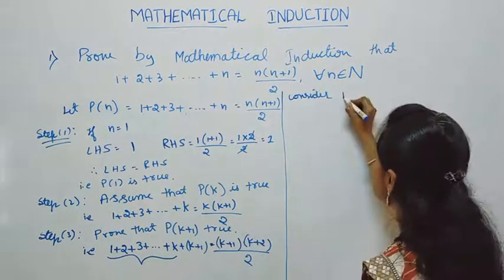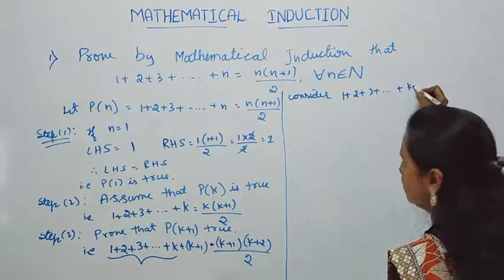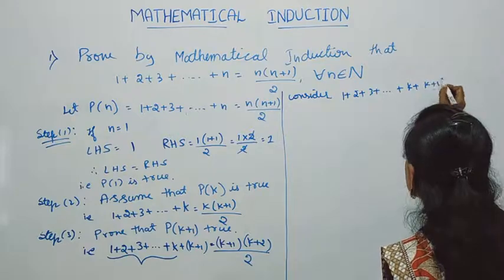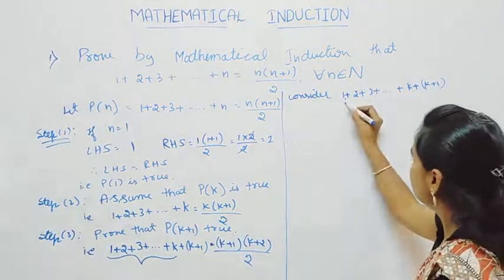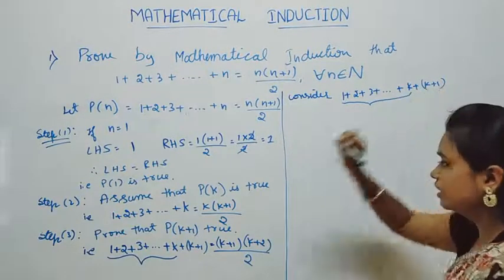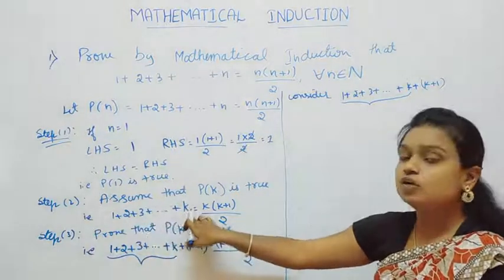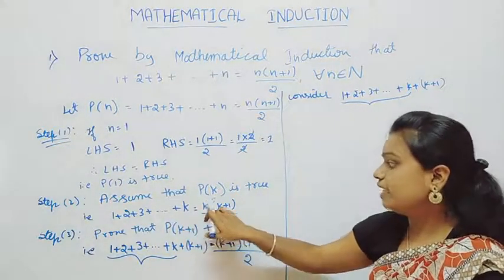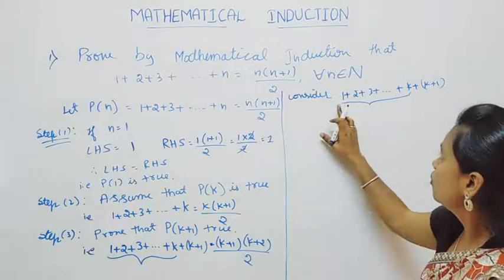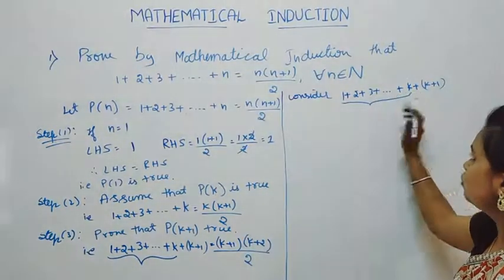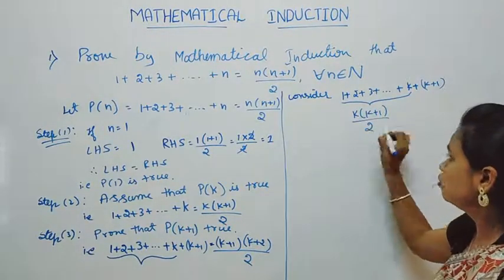What is the LHS? 1 plus 2 plus 3 plus etc. plus k plus k plus 1. I just consider the LHS. So we know that 1 plus 2 plus 3 up to k, we already assumed that 1 plus 2 plus 3 plus up to k is equal to what? k into k plus 1 divided by 2, right? We already assumed this one. So 1 plus 2 plus 3 plus up to k becomes k into k plus 1 divided by 2, right?